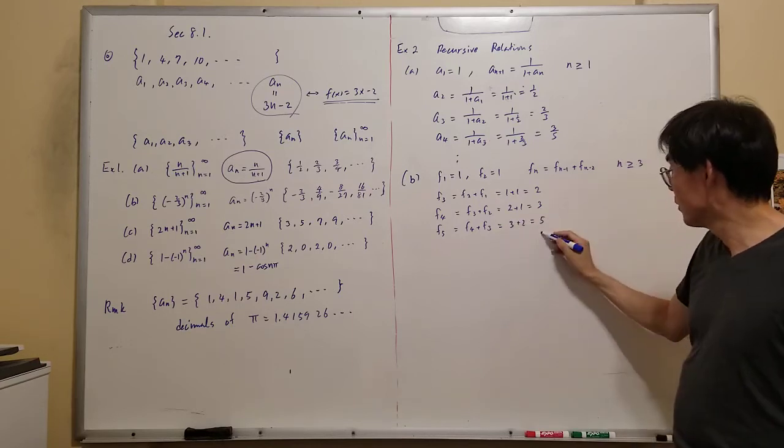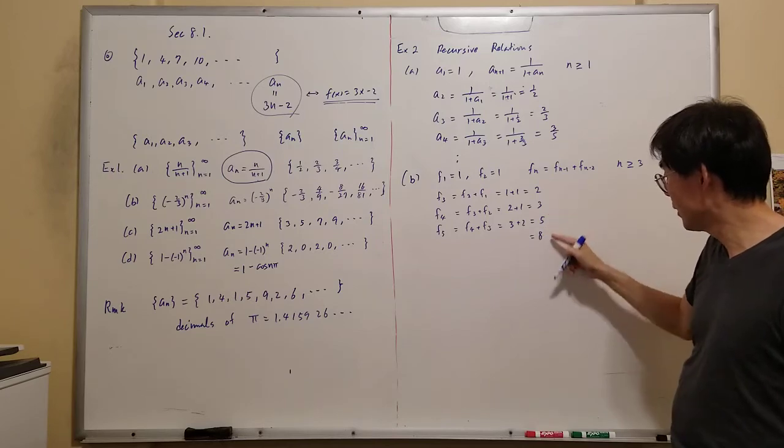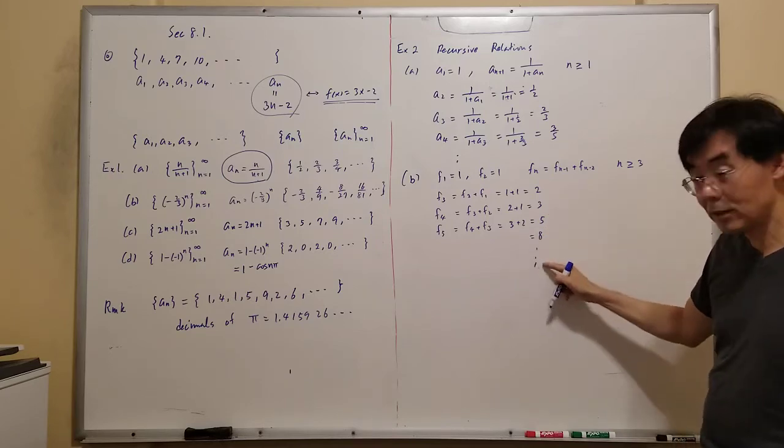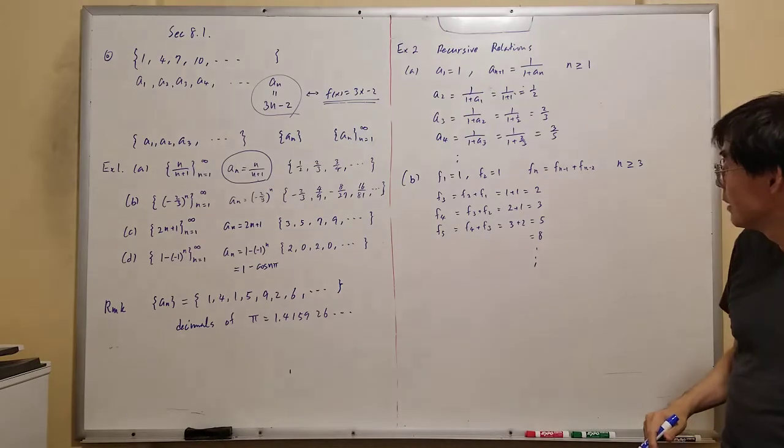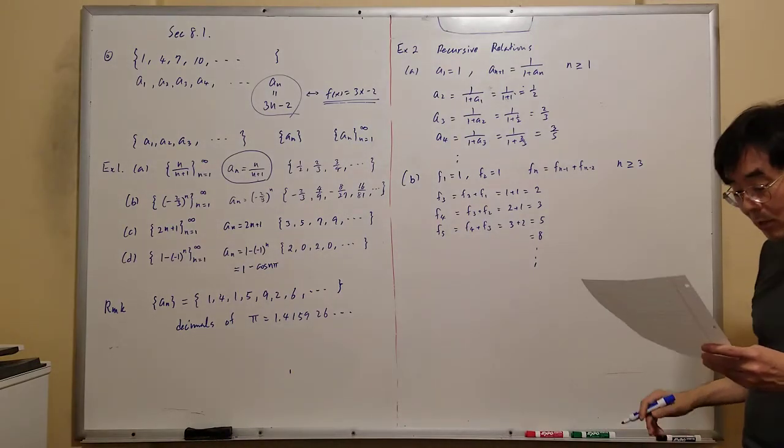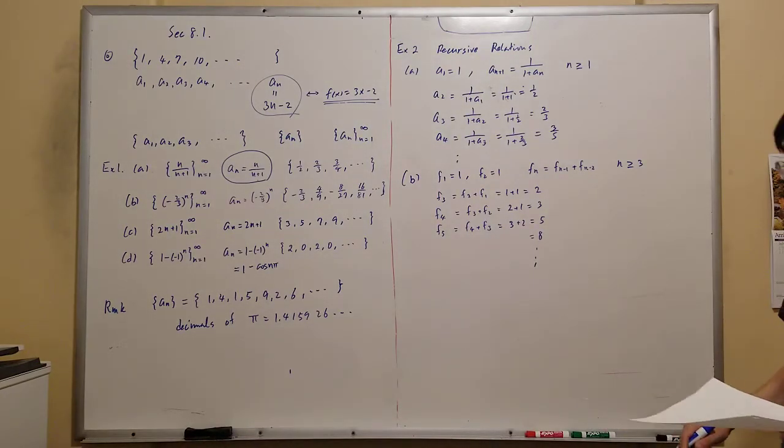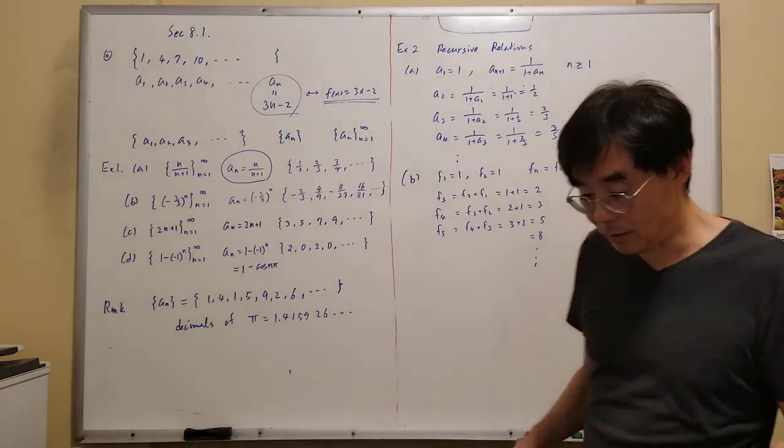And the next term is just adding these two, right? Keep going, 13, and so forth. This is a very famous sequence. It's called the Fibonacci sequence. Okay?